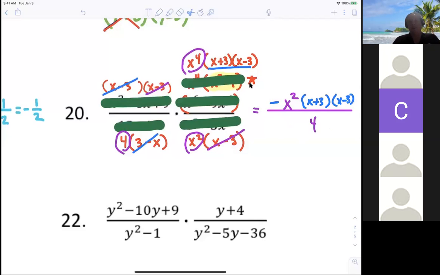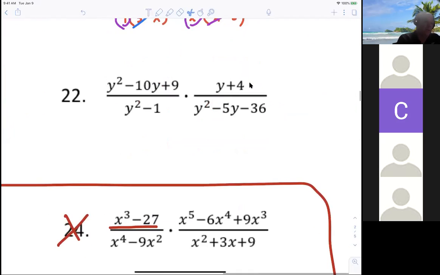Because there's an extra factoring problem beyond the crossing out. Hopefully you understand why I kept trying to tell you early in the year, factoring is critical in every single math class that you'll be in. You have to be good at factoring. All right, so let's knock out 22.